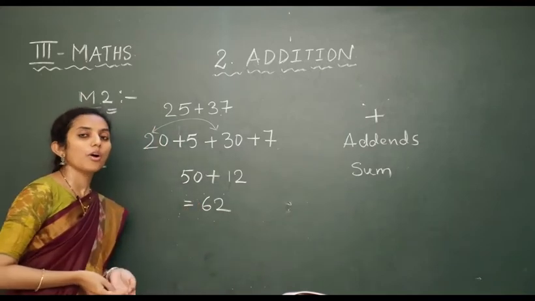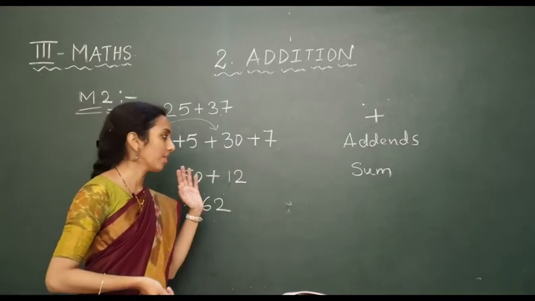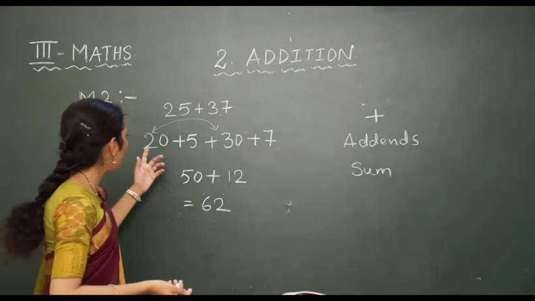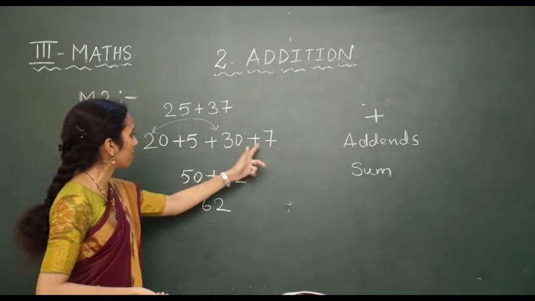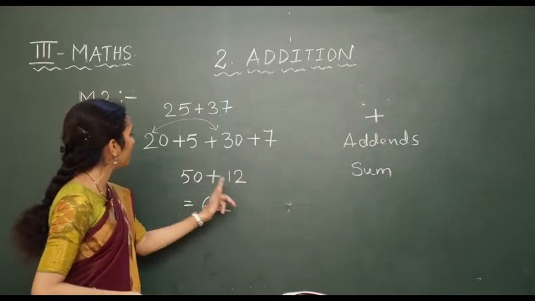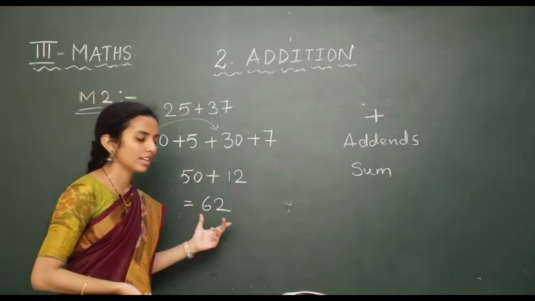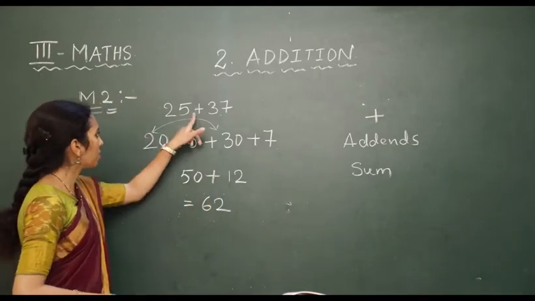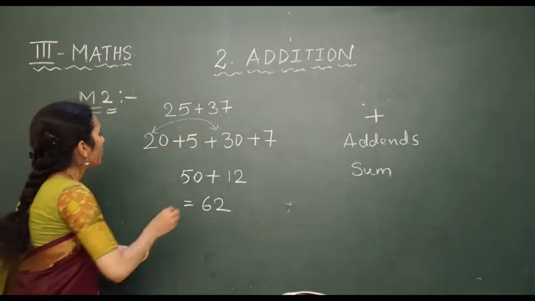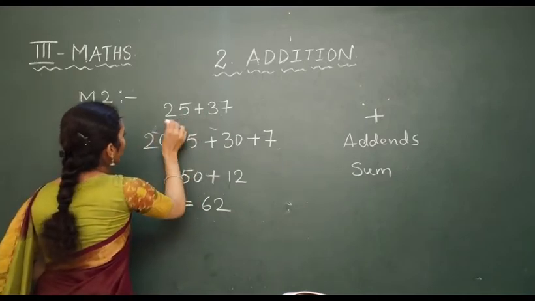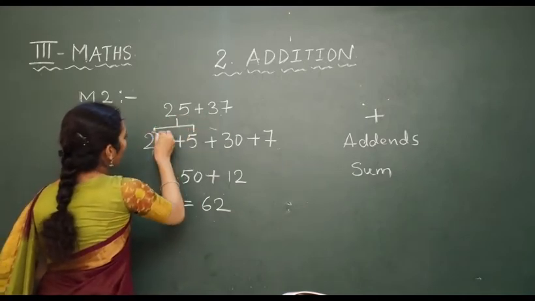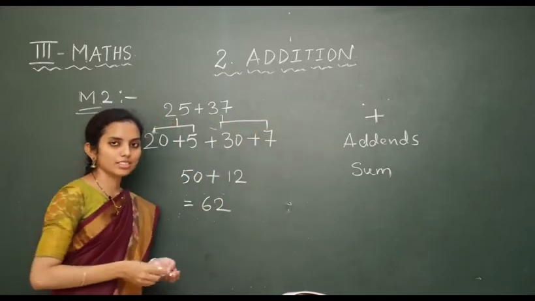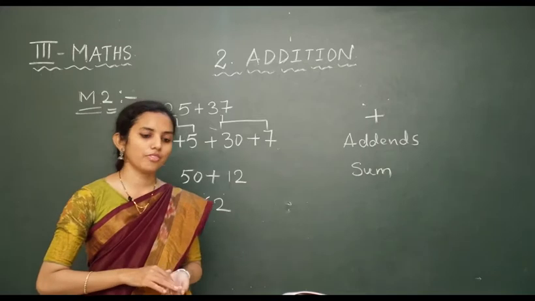So all of you know addition, if we add in any manner, the result we get is the same. Even if we add first 5 plus 7, 12, and later if we add 20 plus 30, the result is the same. So the second method of doing addition is splitting both the numbers. 25 is split into 20 and 5, and 37 is split into 30 and 7. This is the second method of addition.